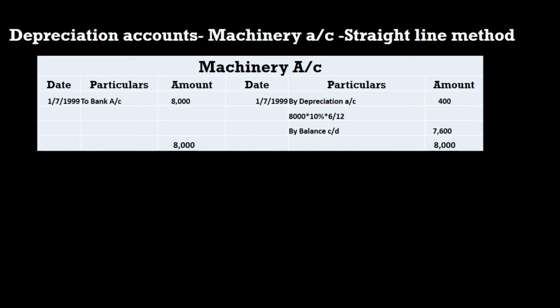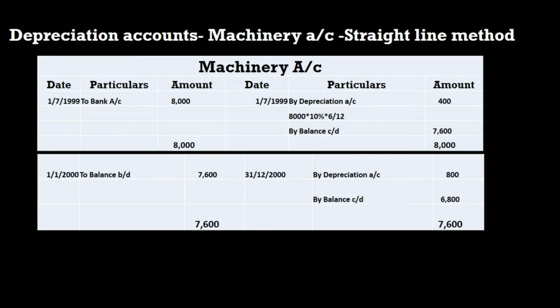Then for the next year we don't worry about those things, because next year we are going to use the machinery for the full year. You can easily understand the second year. Whatever amount came, 7,600 for the last year, you have to put to balance, okay? You have to carry forward 7,600 to balance.